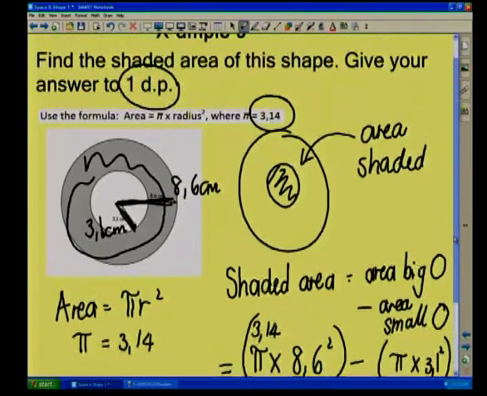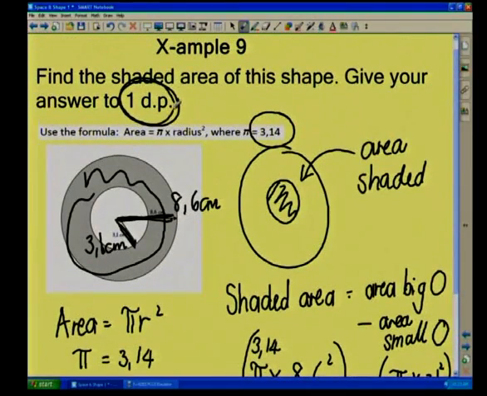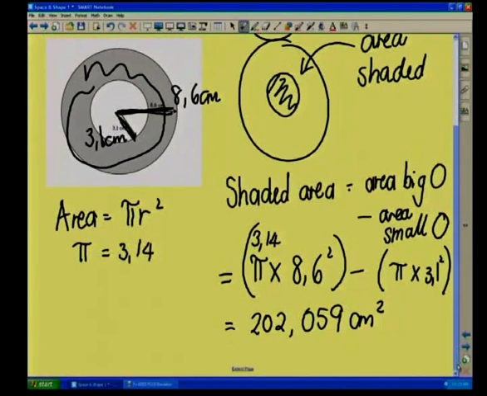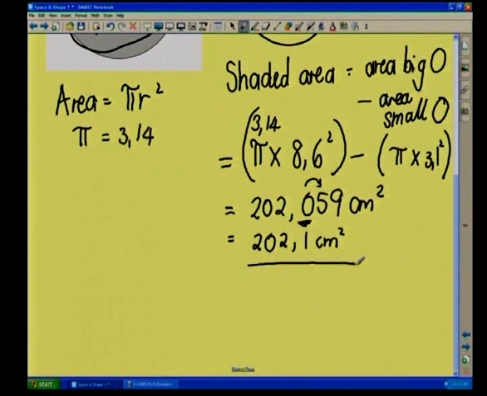I need to go back and check. It asks for 1 decimal place. So I need to make sure that I've rounded this to 1 decimal place. So if I look at this, the number behind makes it go up to a 1. So my final answer should be 202.1 centimeters squared. And I'm going to underline that so that you can actually see that that is my final answer.